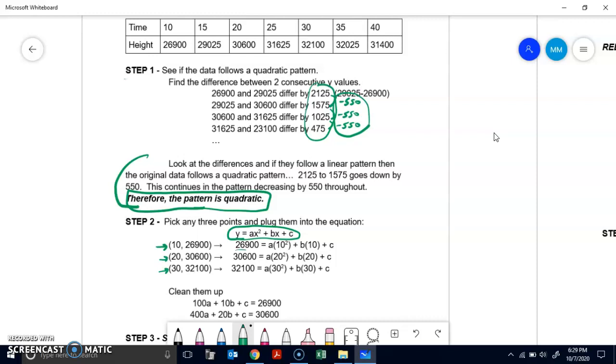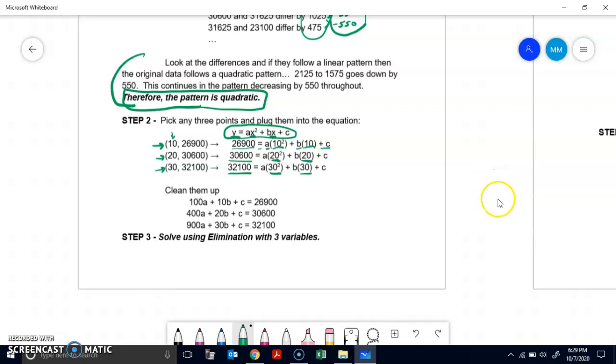Y equals, so I put the y value first, equals a times x squared, 10 squared, plus b times x, the x value in the point is 10, plus c. And I do that for each point. So the next line, I'm going to have the y value for this point and plug in the x value, so I get x squared and x. And then the third point, the y value, x squared and x. So I'm plugging in the x and y values into the standard form. And what I create is 3 equations that use a, b, and c as its variables.